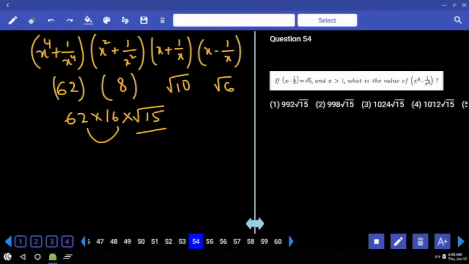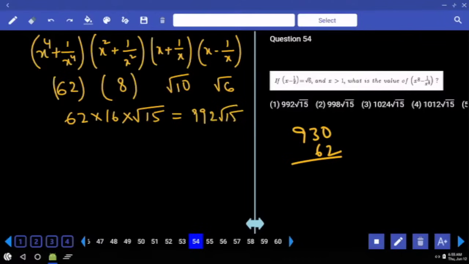16 times, in the sense, can I go with 15 times plus 1 time? 10 times is 620. 5 times is 310. 620, 310, 930, plus one more time 62. Total 992 root 15. First option.